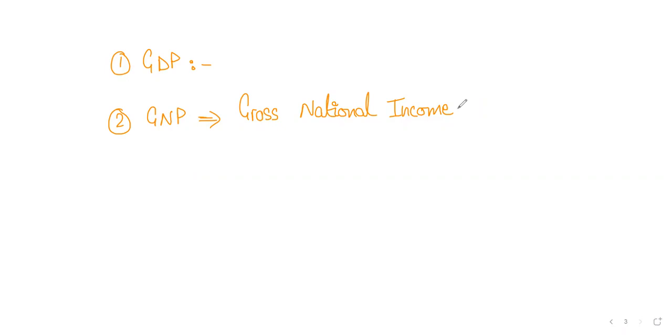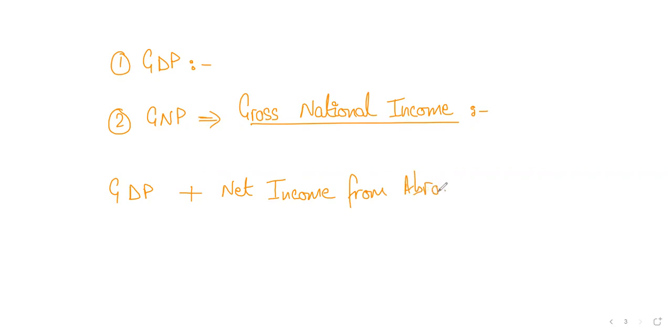In that case, we will calculate the income of only Pakistanis. So think about this. GDP is the total income of all people living in Pakistan, whether they're Pakistanis or not; we don't differentiate. But in GDP, when we add net income from abroad, we get gross national product.